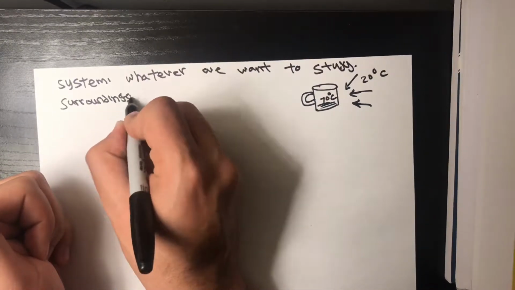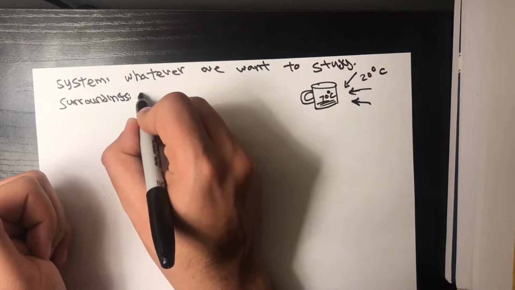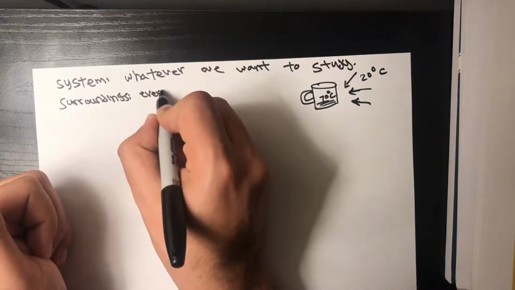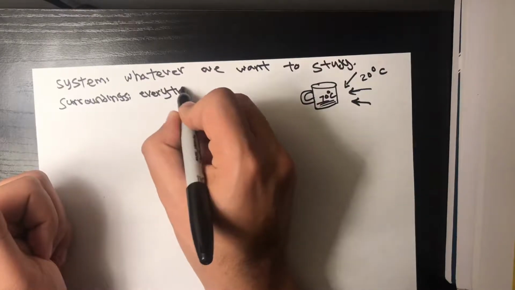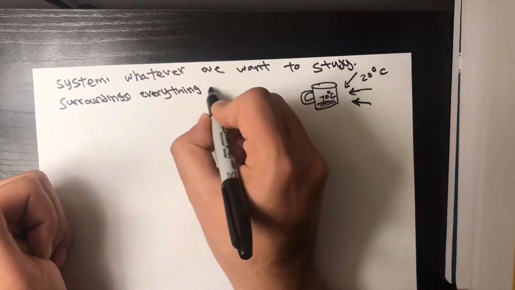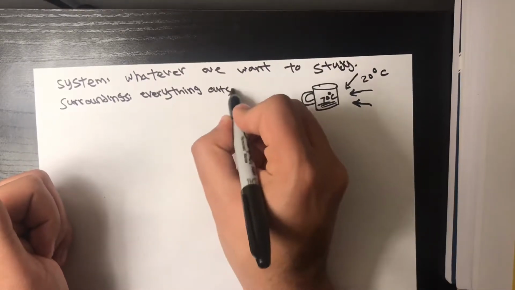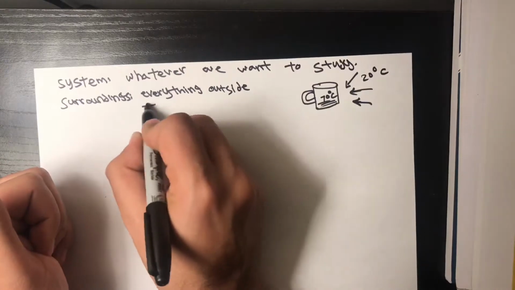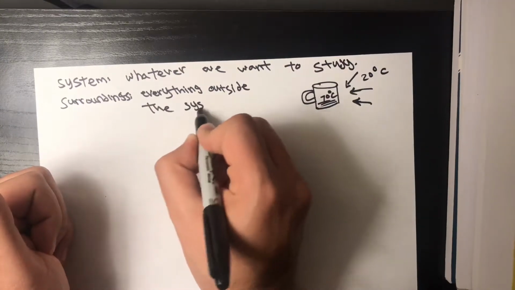So that's very intuitive right here. Surroundings is everything outside the system. Okay, try to write a little faster.